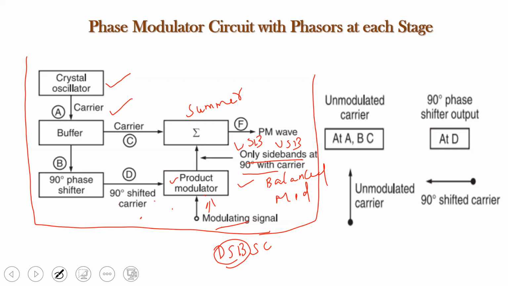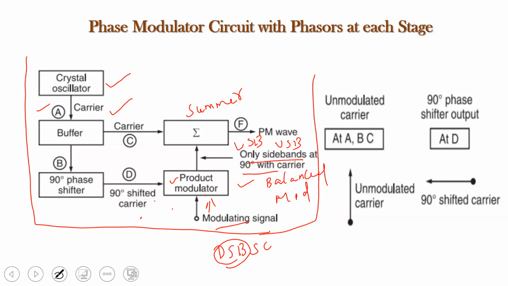Now this summer adds the carrier along with the two sidebands, and it is going to generate a PM wave. And the generation of this phase modulated wave will be explained clearly with the help of phasors at each and every stage. The stages are represented here as A, B, C, D, E and F. With the help of phasors at each and every stage, we can easily understand the generation of the PM wave.